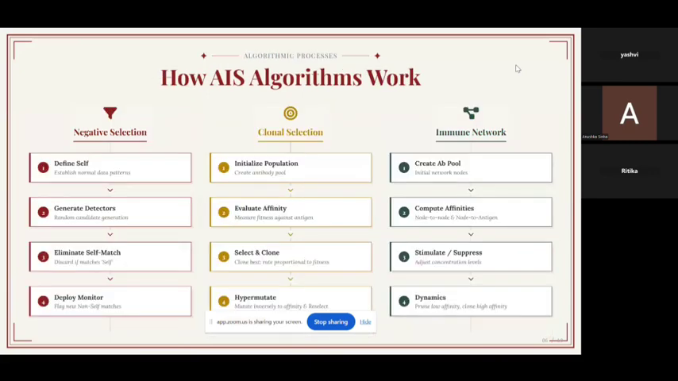So AIS algorithms are totally inspired by how our immune system works. You define what's normal, generate detectors, and get rid of the ones that match your normal data. Then it monitors for anything weird. It checks how good the antibodies are, clones the best ones, and mutates them to make them even better. It creates pools of antibodies, checks how they interact, and regulates them to keep the system balanced. Super useful for clustering and learning as things change. Basically, AIS takes cues from biology to solve AI problems.